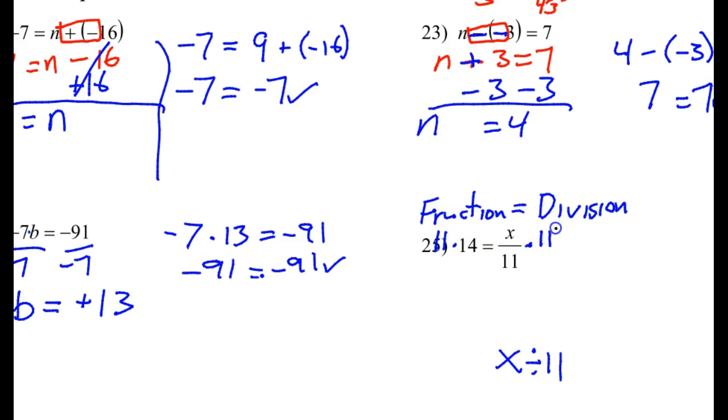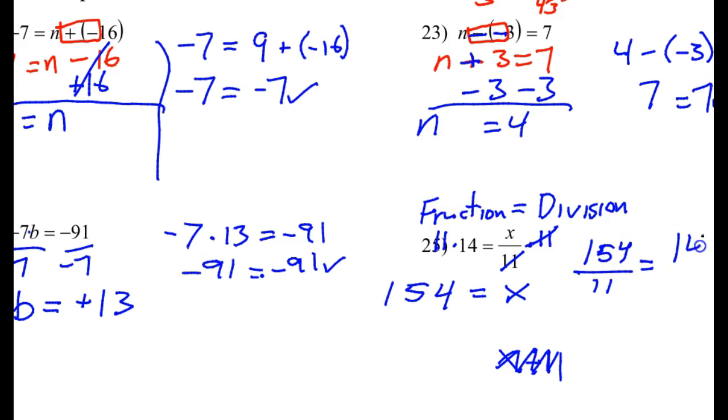So we got 11 divided by 11 is 1, so that cancels out. And 11 times 14 will be 140 plus 14 is 154. And then you can check it. Does 154 divided by 11 equal 14? And sure enough. A couple more.